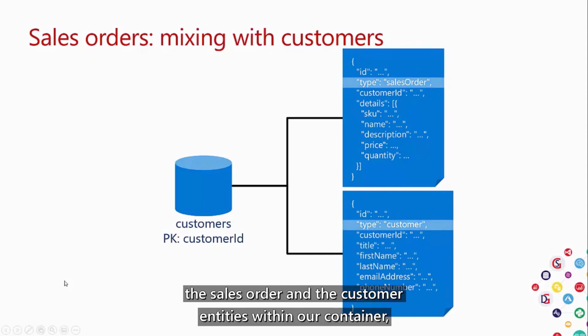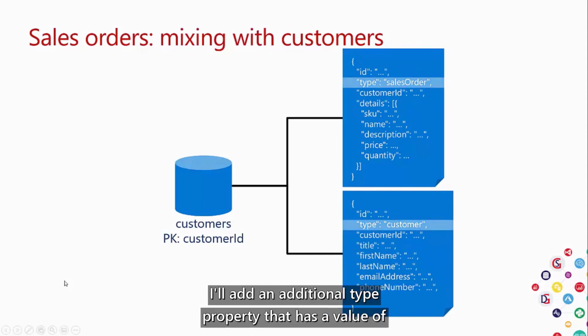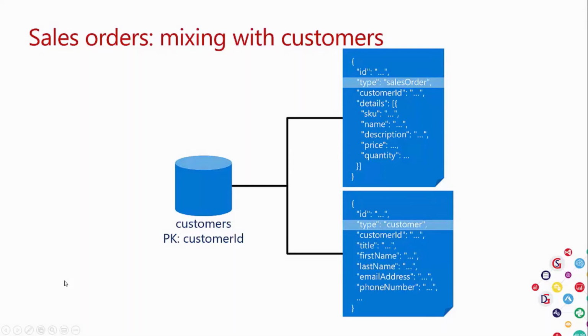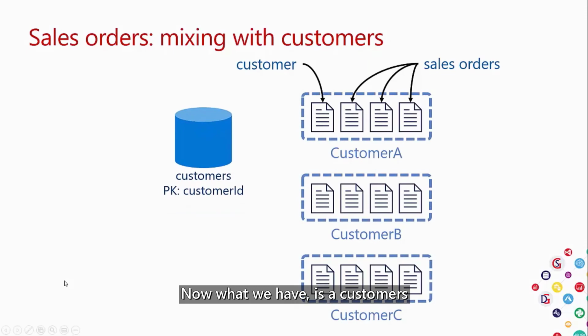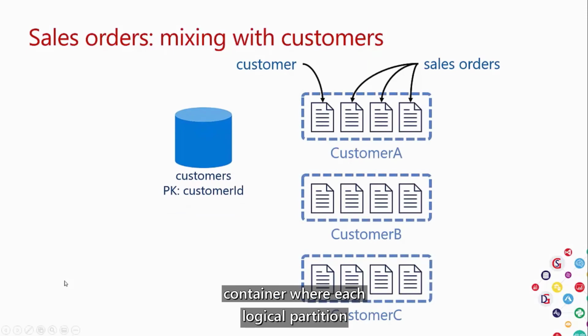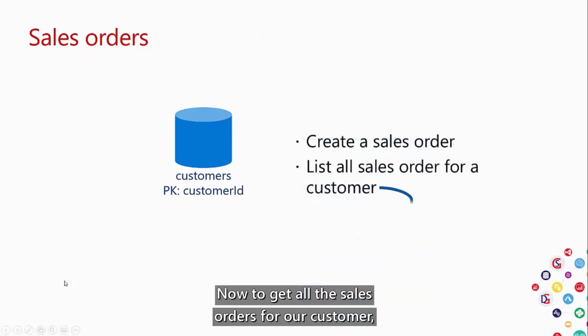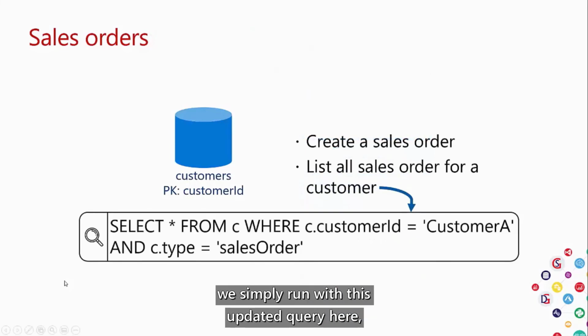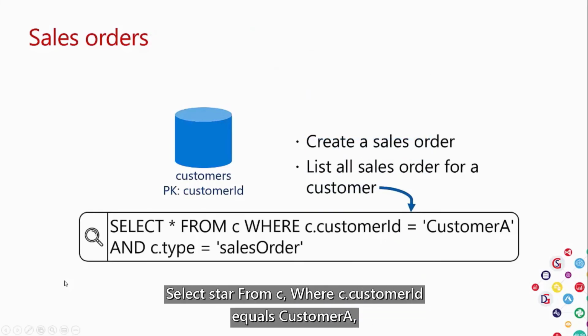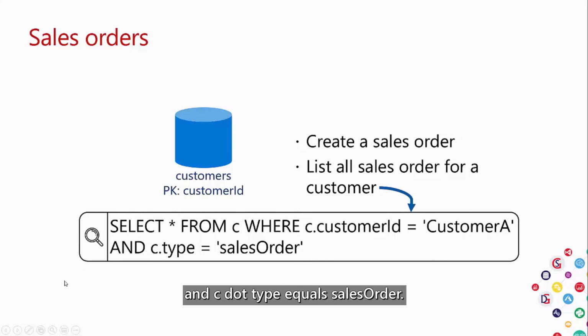Next, to help distinguish the sales order and the customer entities within our container, I'll add an additional type property that has a value of customer and sales order for each entity. This way, I can query for each separately if I want. Okay, so now what we have is a customers container where each logical partition will contain exactly one customer and all that customer's sales orders. So now, to get all the sales orders for a customer, we simply run with this updated query here. Select star from C where C.customer_ID equals customer A and C.type equals sales order.